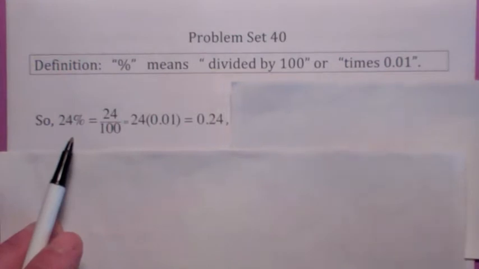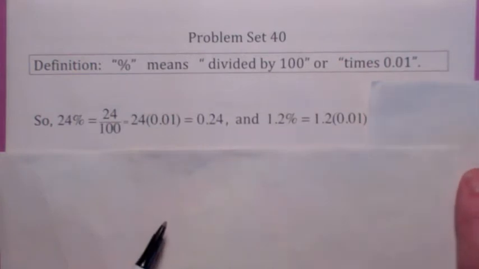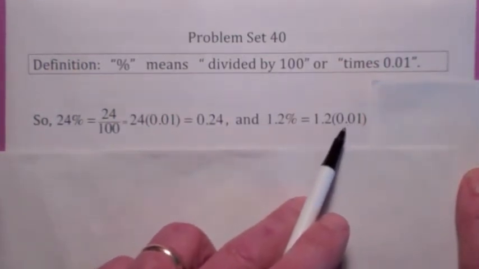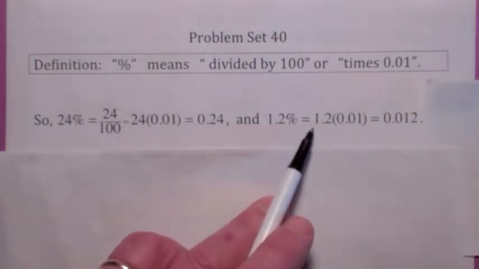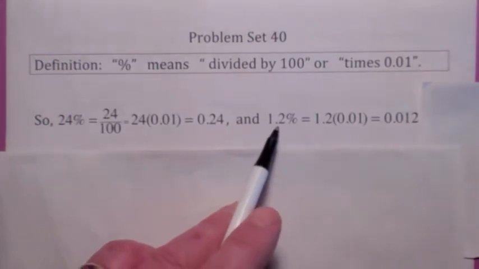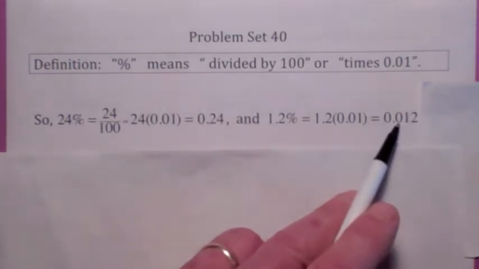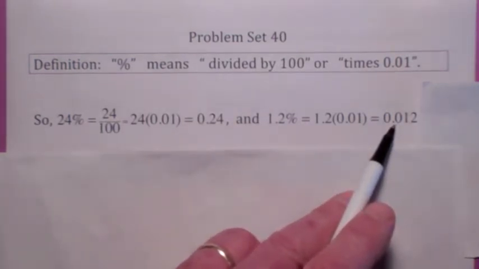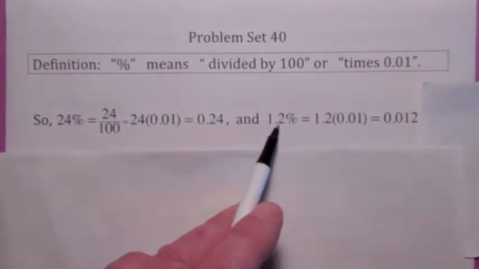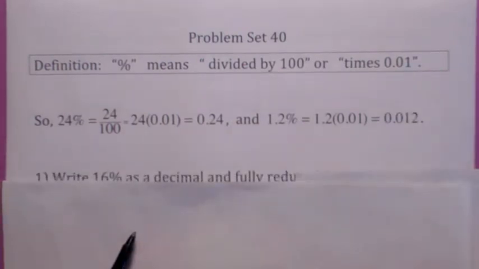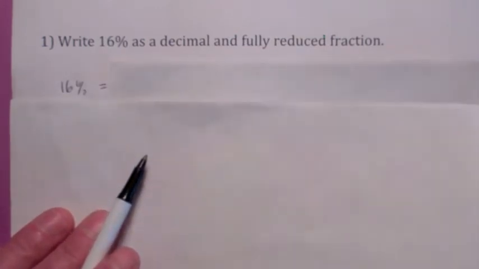Let's look at another example. 1.2%, you could think of that as 1.2 times 1/100th or times 0.01. When you multiply by 0.01, you move the decimal place 2 to the left, so you get this. So what I just said was, when you change from a percent to a decimal, all you have to do is move the decimal 2 places to the left and drop the percent sign. If you're changing from a decimal to a percent, you move the decimal 2 places to the right and add the percent sign.